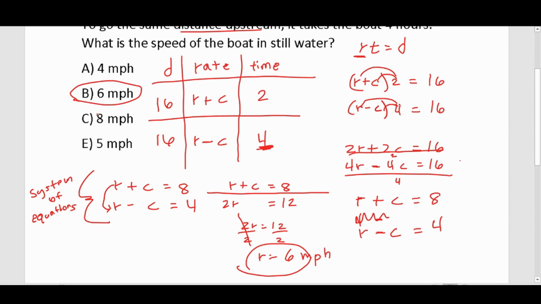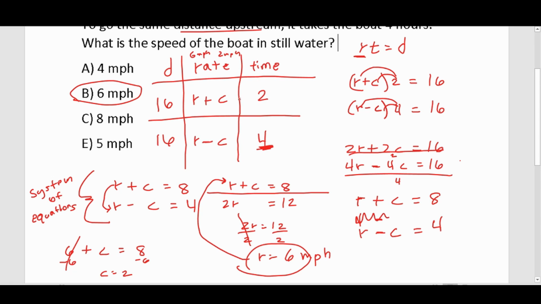Okay? And if I wanted to find the current, I would take this R, plug it right here for R, and find the current. So let's take a look. Again, R is 6, so we're going to go 6 plus C equals 8. Subtract 6 from both sides. 6 minus 6 is 0. We're left with C equals 8 minus 6, which is just 2. So now we know the rate is 6 miles per hour and the current is 2 miles per hour.